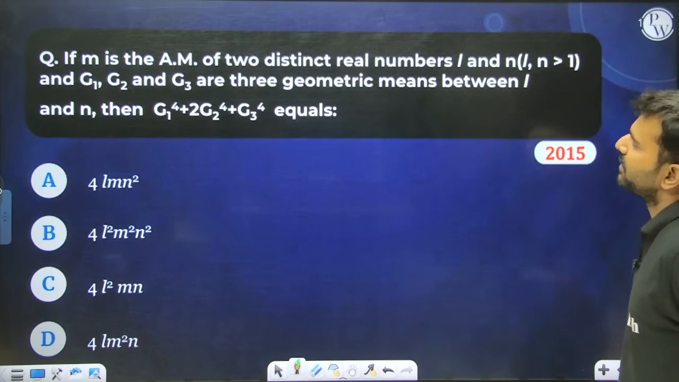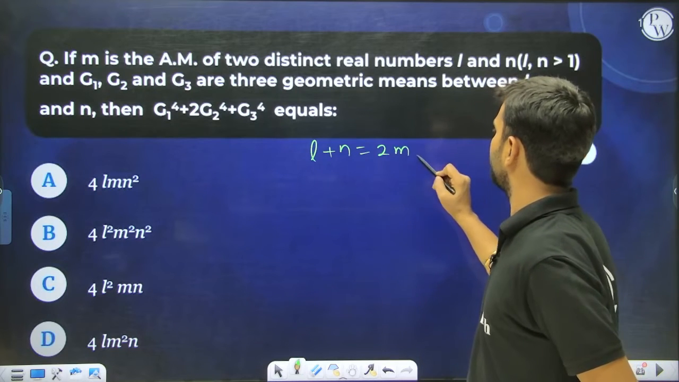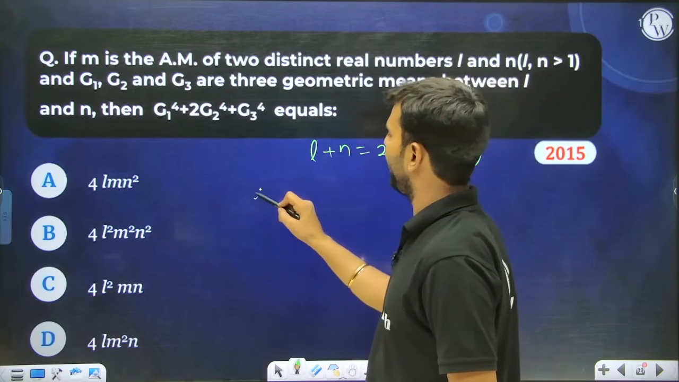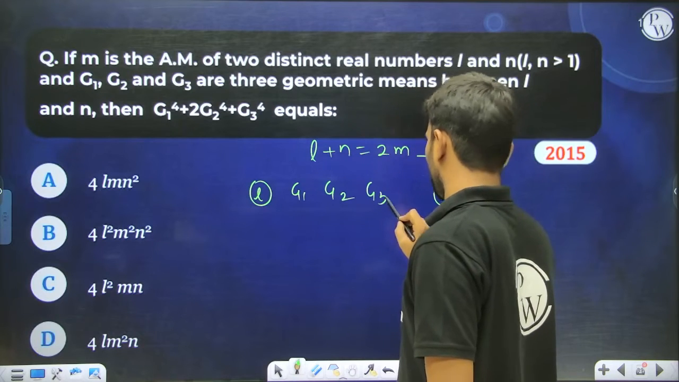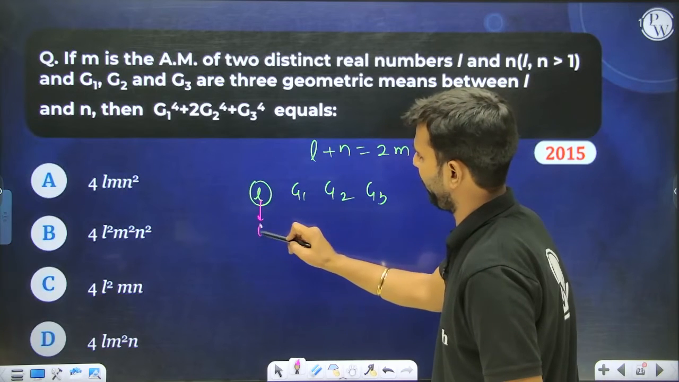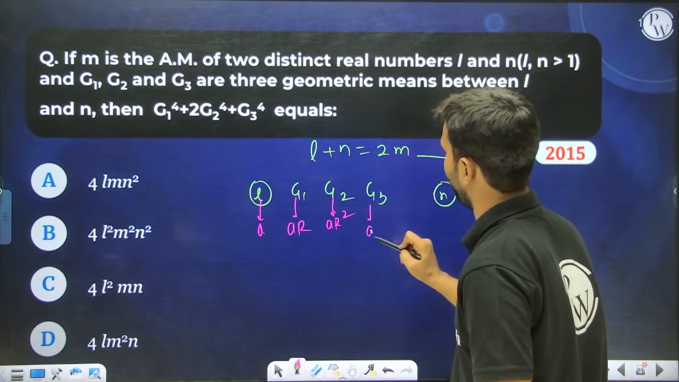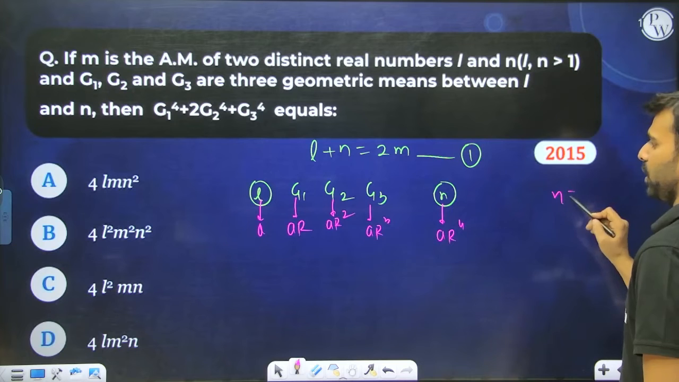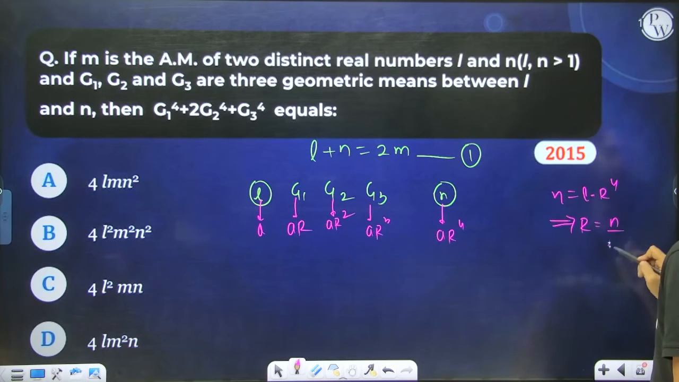If m is the arithmetic mean of the distinct real numbers L and n, so L plus n can be written as 2m. This is equation number 1. G1, G2, G3 are 3 geometric means inserted between L and n. So this is L, this is n, this is G1, this is G2, this is G3. So we can say that these are the 5 terms in a GP. So this is the first term A, this is the second term AR, the third term AR square, the fourth term AR cube, and the fifth term AR to the power 4. So n is equal to L into R to the power 4. So R can be written as (n by L) to the whole power 1 by 4.